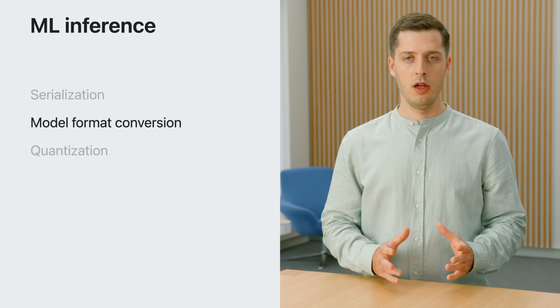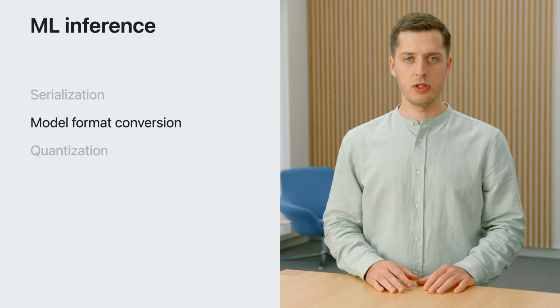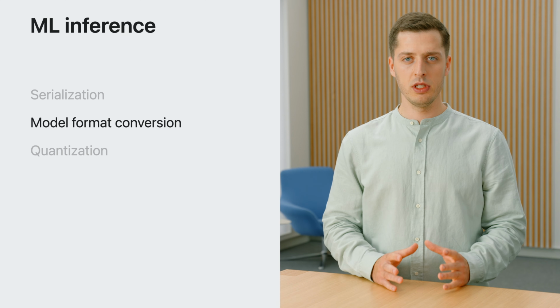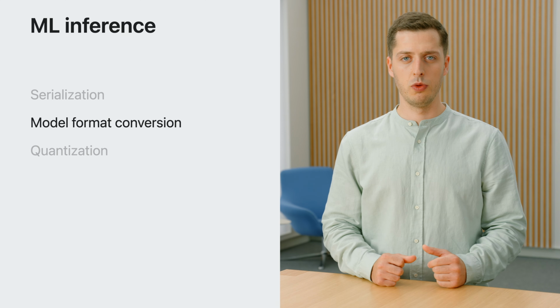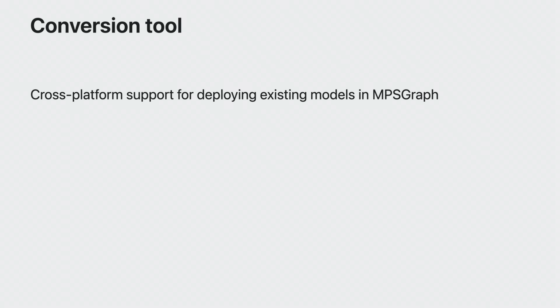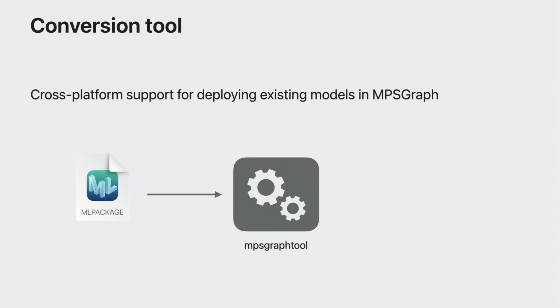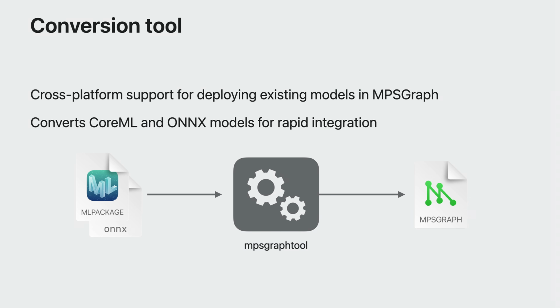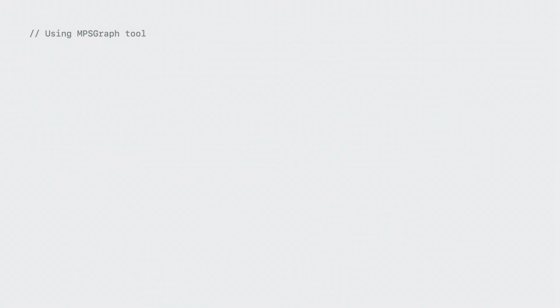If you've already been using MPS Graph, you can easily adopt the new serialization format using the APIs we have presented. But if you are coming from other frameworks, you can now easily migrate to MPS Graph package using the new MPS Graph tool. For users of Core ML, you can pass your ML programs to the MPS Graph tool, which will create an MPS Graph package for you. The same goes for ONNX, where you can use your ONNX file as the input. This new tool lets you quickly include your existing models in your MPS Graph application without the need to encode the inference model manually. Here's how you use the command line tool.